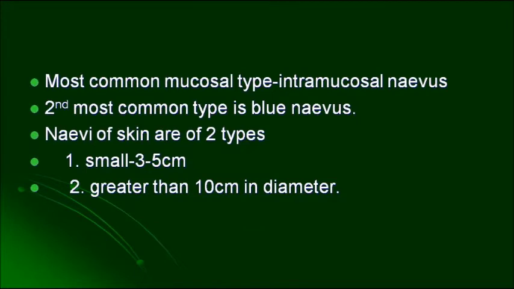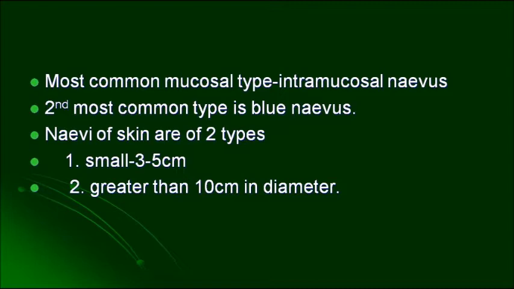Now we have to study a few other important variants of nevus. The most common mucosal type is intramucosal nevus. And what is the second most common type? The second most common type of nevus is blue nevus. It's a type of nevus. We needn't go into detail because it is a PG syllabus, so just remember the second most common type of nevus is blue nevus.